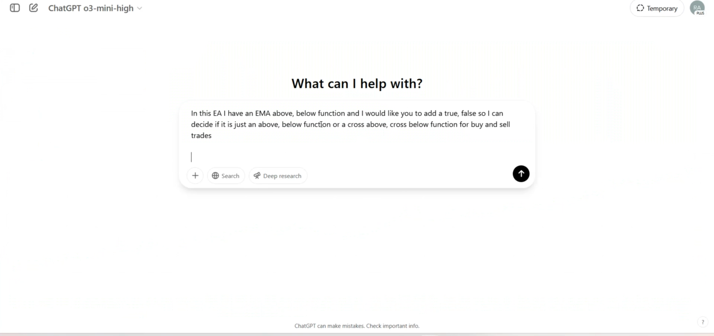I want to give it some structure, some perspective. It is sell trades, and just so I am sure it knows what I mean.